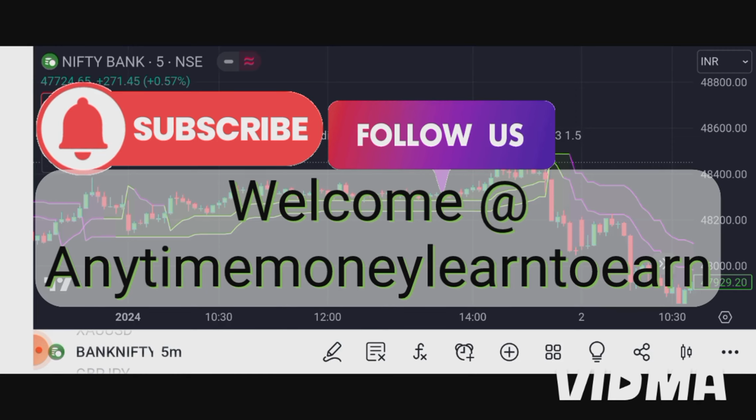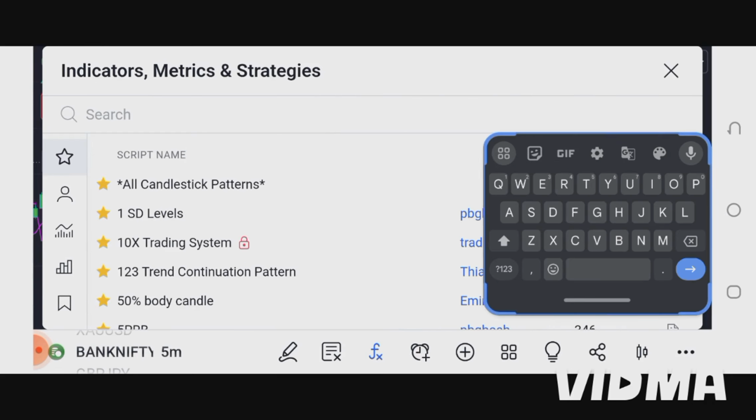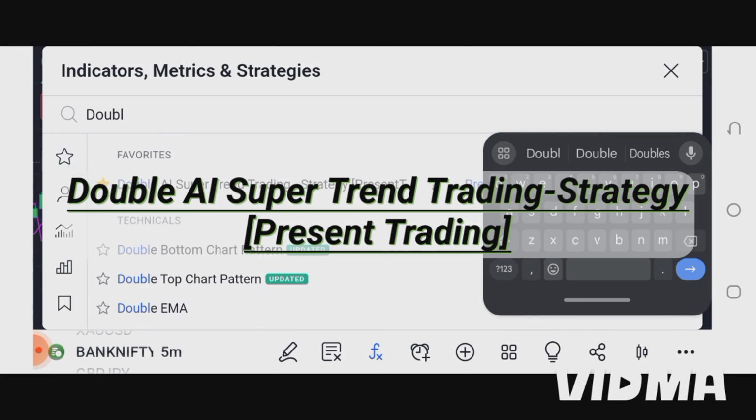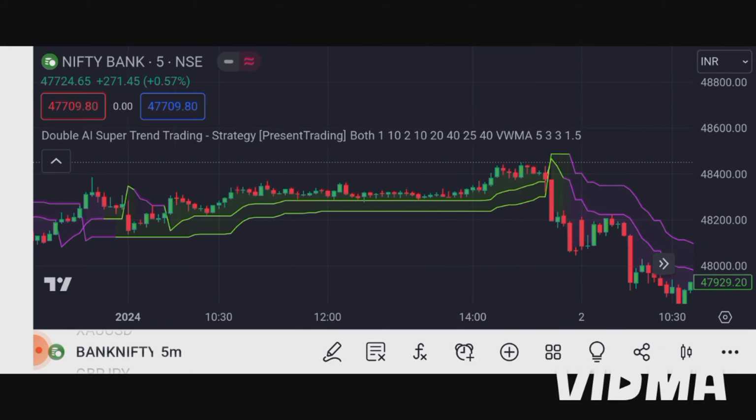So first you open the 5-minute Bank Nifty chart, go to indicators and search for Double AI Super Trend strategy. You can watch my earlier video on the AI Super Trend trading strategy, which is a single AI based indicator, and this one is a double AI. In this you need to change some settings.